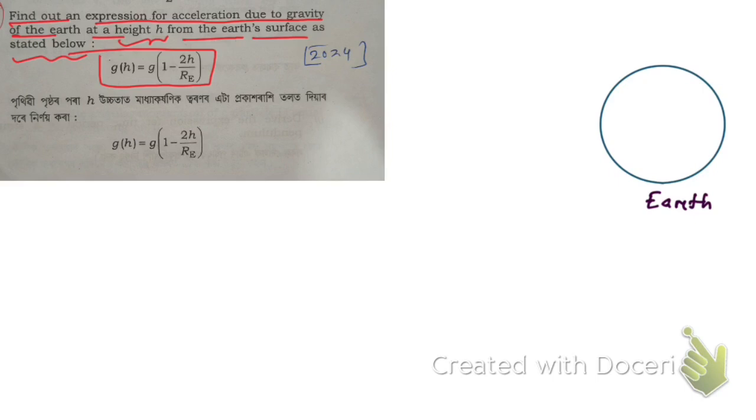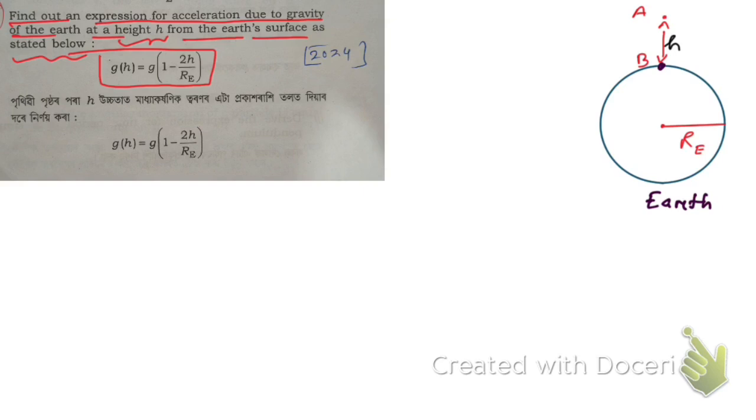Here you see the radius of the earth is capital RE, as given in this expression, and here is a point A, suppose, which is at a height h from the surface of the earth. From the surface of the earth, this height is h. And this is another point B on the earth's surface.